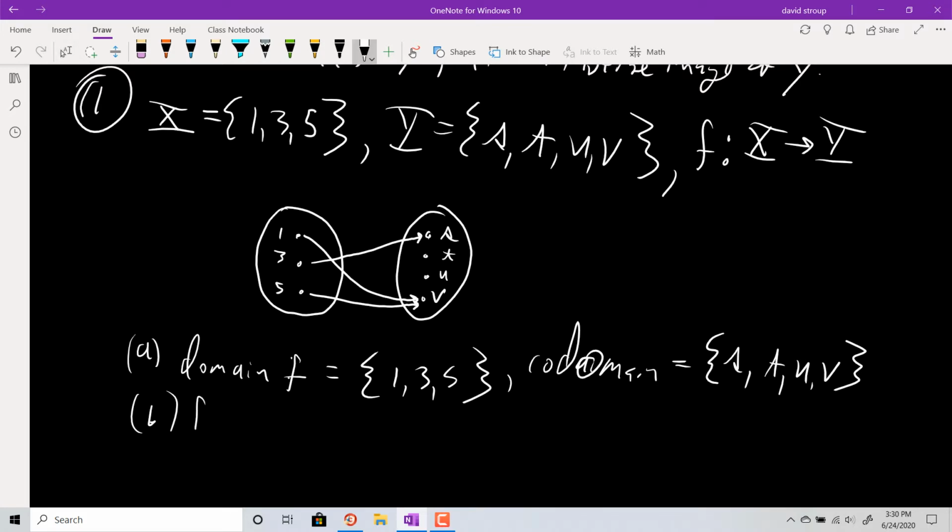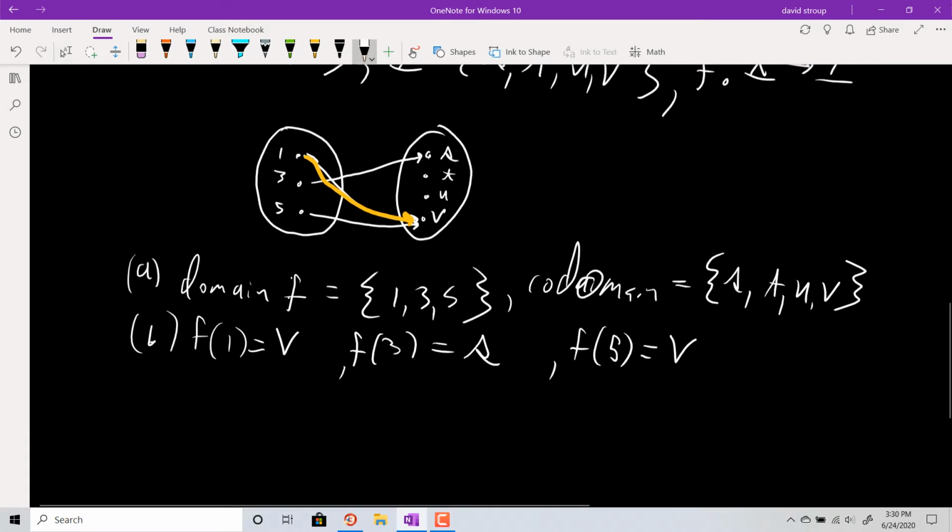Part B, then they ask about the image of some x values under f. So for instance, f of 1 equals what, f of 3 equals what, and then f of 5 equals what. So you just use the arrow diagram and follow the arrows, right? So f of 1 here is going from 1 to v, so f of 1 must be v. And then likewise, f of 3 must be s, and then f of 5 is also v.